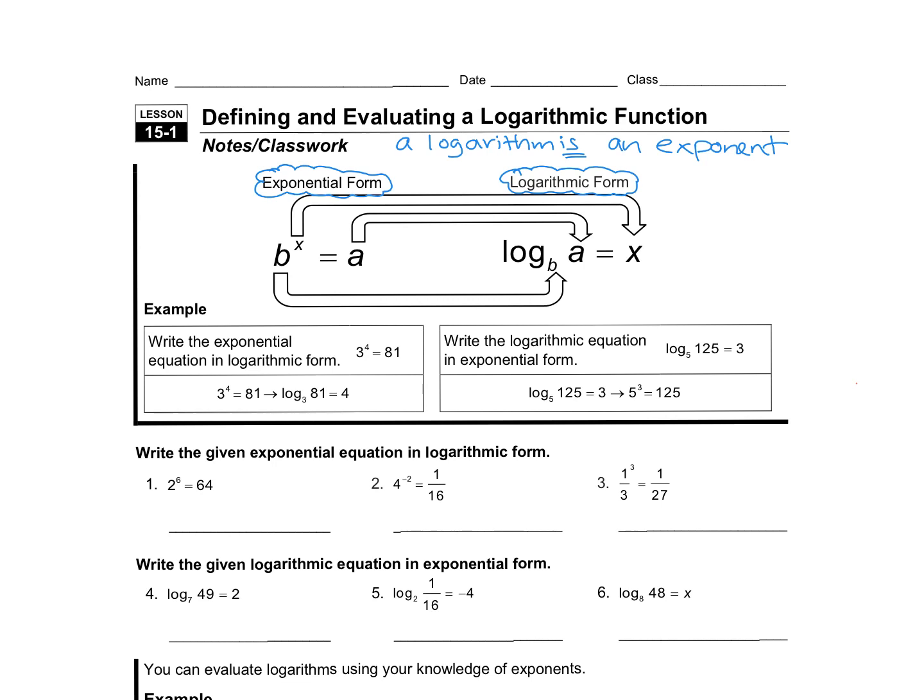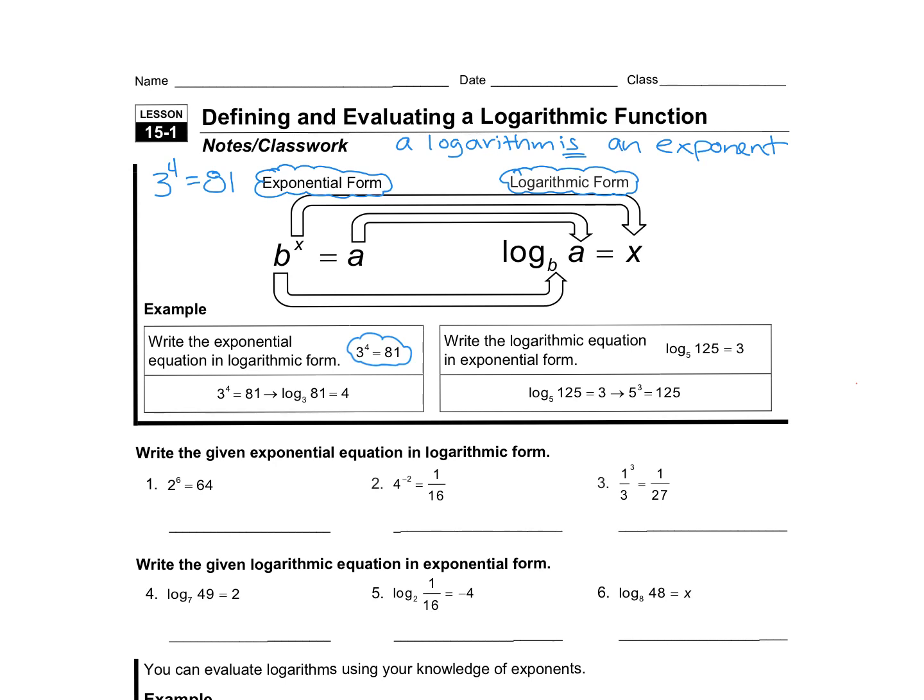So let's take a look at an exponential equation. This 3 to the 4th equals 81. So let's write this up here. 3 to the 4th equals 81. 3 is my base, 4 is my exponent. And when I raise 3 to the 4th power, I do get 81.